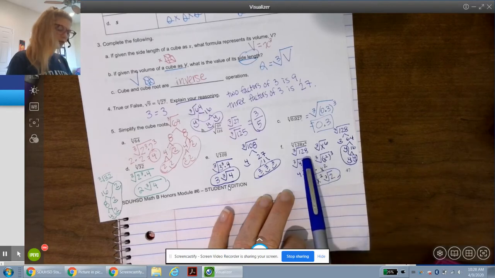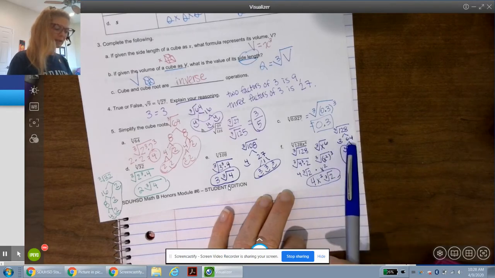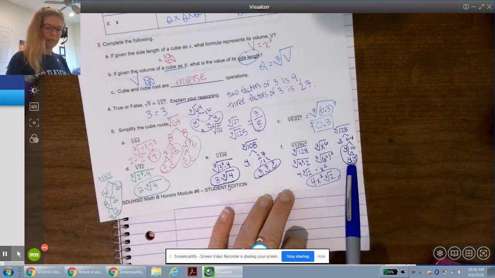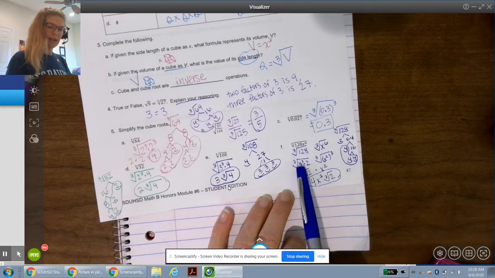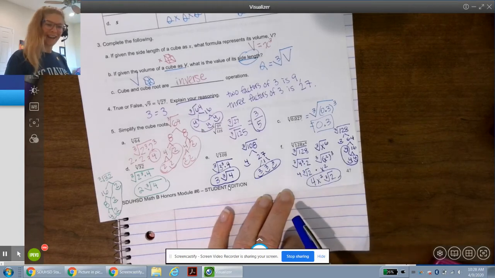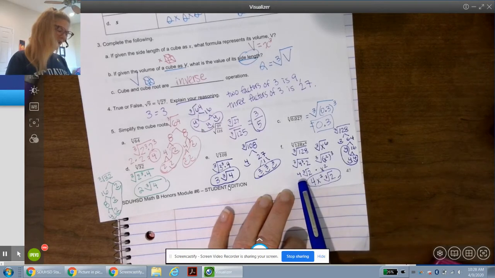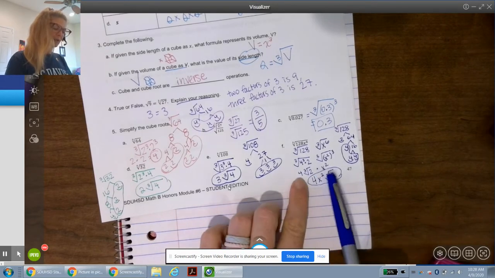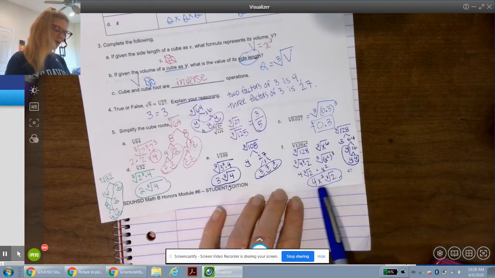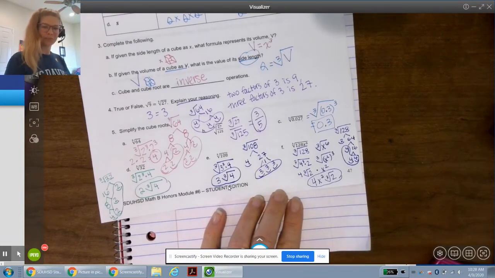Over here, 128, I thought of 2 and 64. 64 is 4 and 16, or maybe you already saw that it was 4 cubed. So I know 128 is 4 cubed times 2. Pull out the 4 because cubing and cube roots are inverse operations. And we have 4 and then the cube root of 2. Numbers on the outside get multiplied by the numbers on the outside. So 4x squared and then cube root 2.